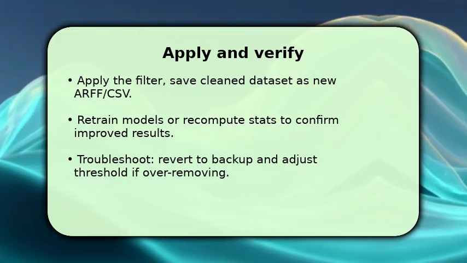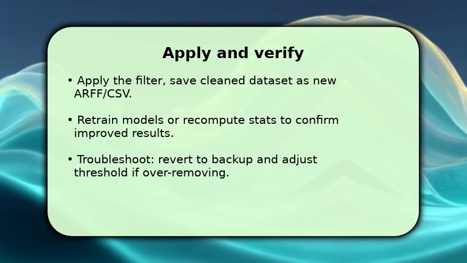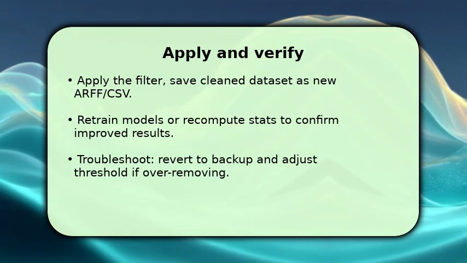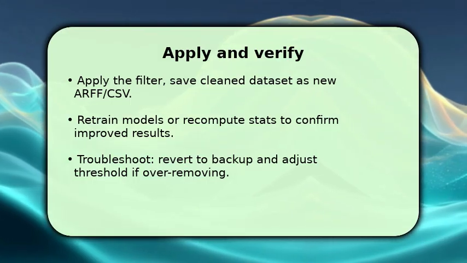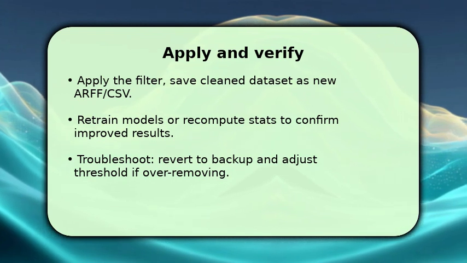If something looks wrong, revert to the backup file and tweak the threshold or try a different method. For example, switch from absolute removal to capping extreme values, so you avoid losing legitimate observations.